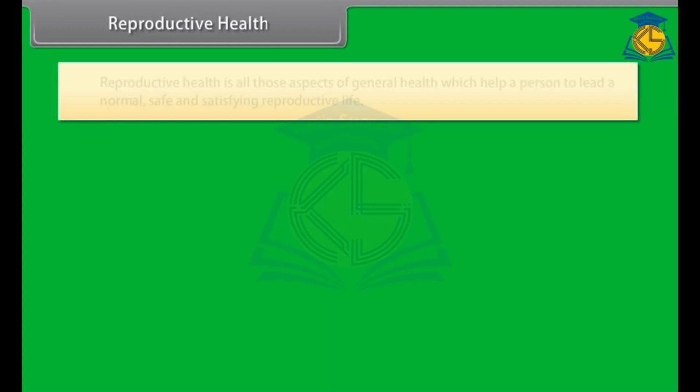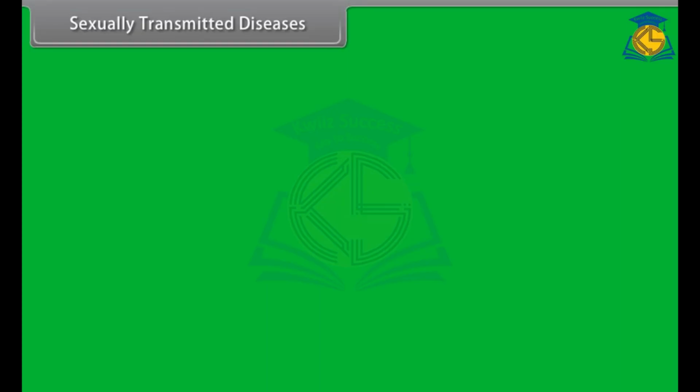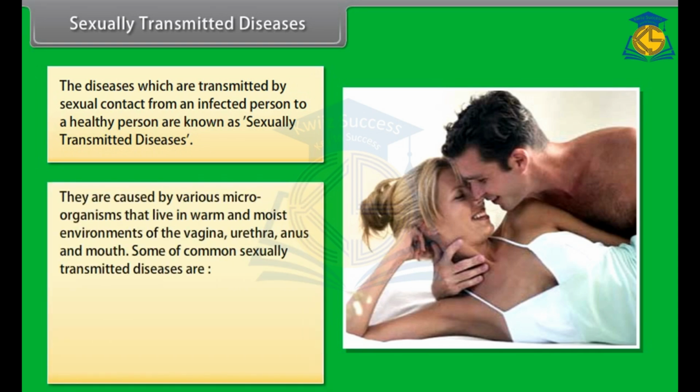Reproductive health. Reproductive health is all those aspects of general health which help a person to lead a normal, safe, and satisfying reproductive life. Sexually transmitted diseases. The diseases which are transmitted by sexual contact from an infected person to a healthy person are known as sexually transmitted diseases. They are caused by various microorganisms that live in warm and moist environments of the vagina, urethra, anus, and mouth. Some common sexually transmitted diseases are gonorrhea, syphilis, trichomoniasis, AIDS.